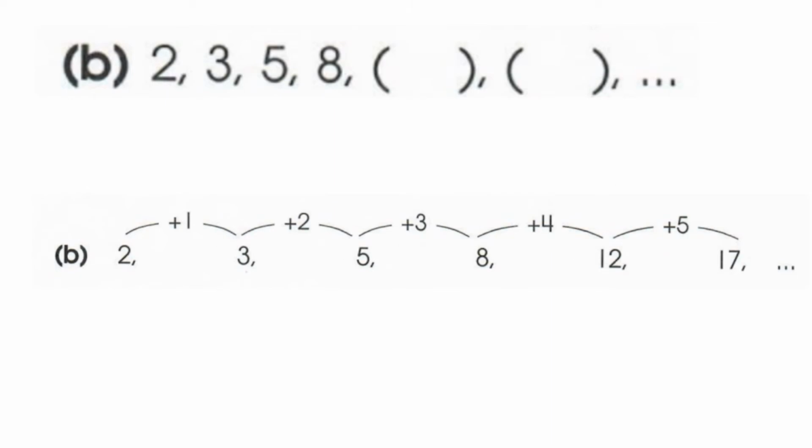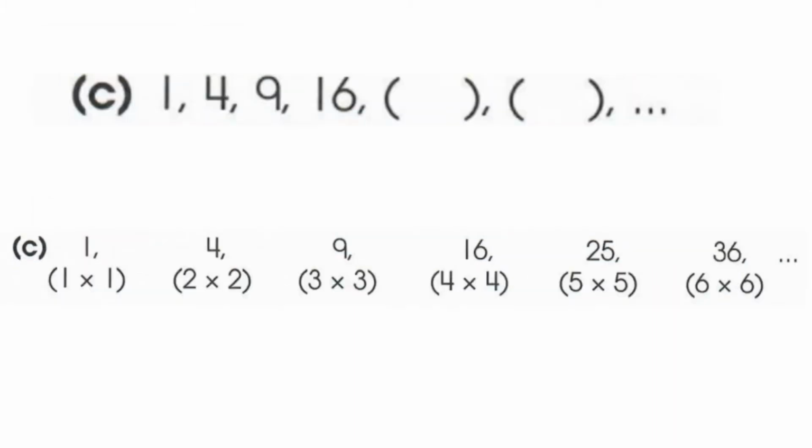In letter B, it has a different number pattern to A. So in 2, 3, 5, and 8 with our missing numbers, we need to find the pattern. From 2 going to 3, we are adding 1. From 3 going to 5, we are adding 2. And 5 going to 8, we are adding 3. So in our pattern that we already have here, it looks like it is increasing. So 8 going to 12 would be adding 4, and then 12 going to 17, we would add 5.